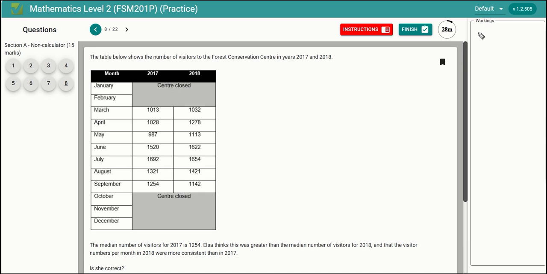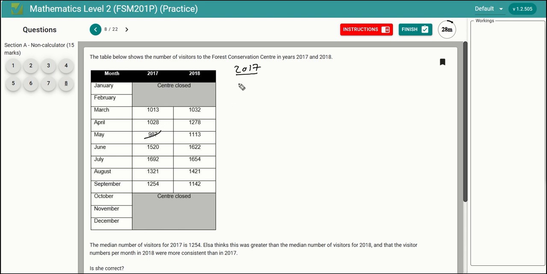Okay, question 8. The table below shows the number of visitors to the Forest Conservation Centre in 2017 and 2018. Okay, so here we have 2017, here's 2018, and we want to work out the median. So remember that the median is the middle, but it's only the middle value when they are put in order. So let's put these in order. So let's go for 2017 first, smallest to largest.